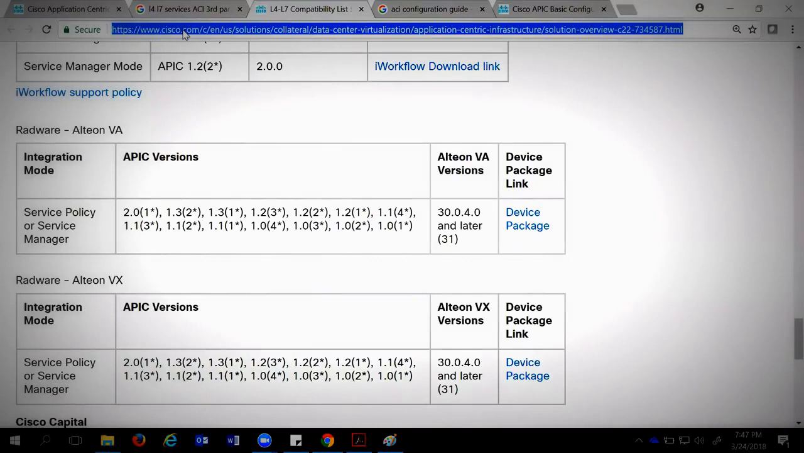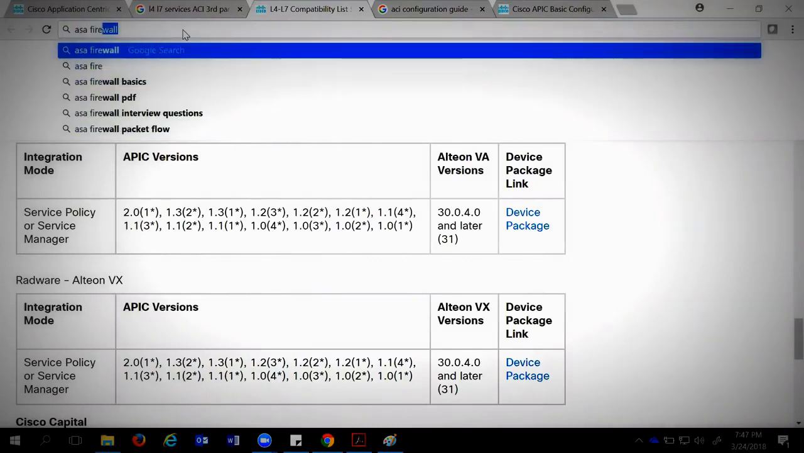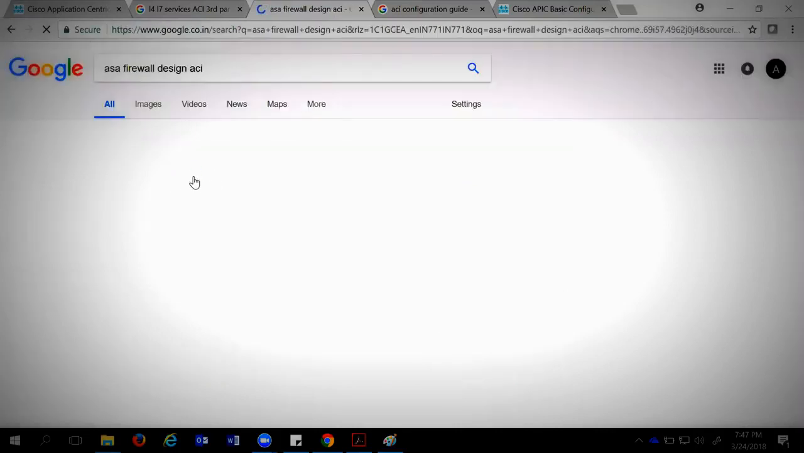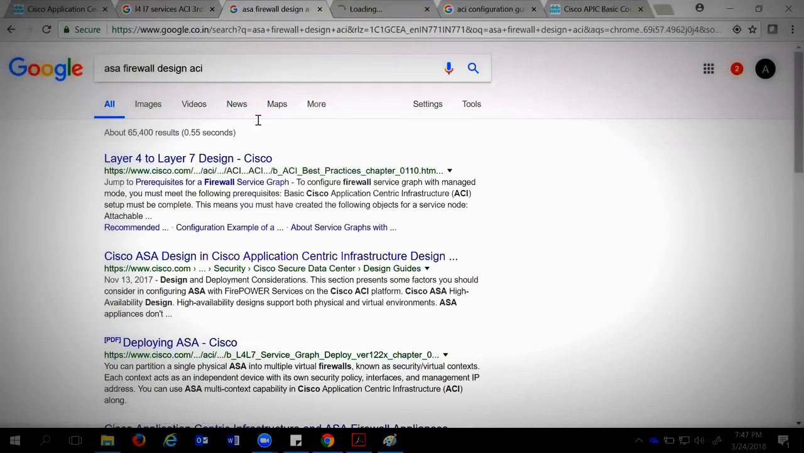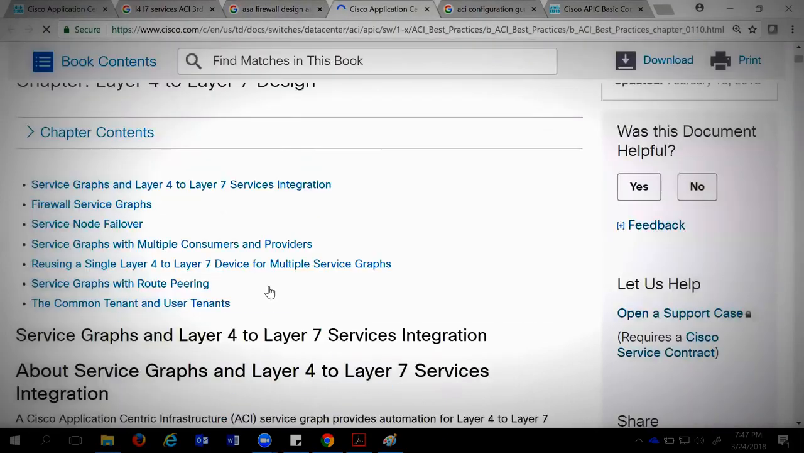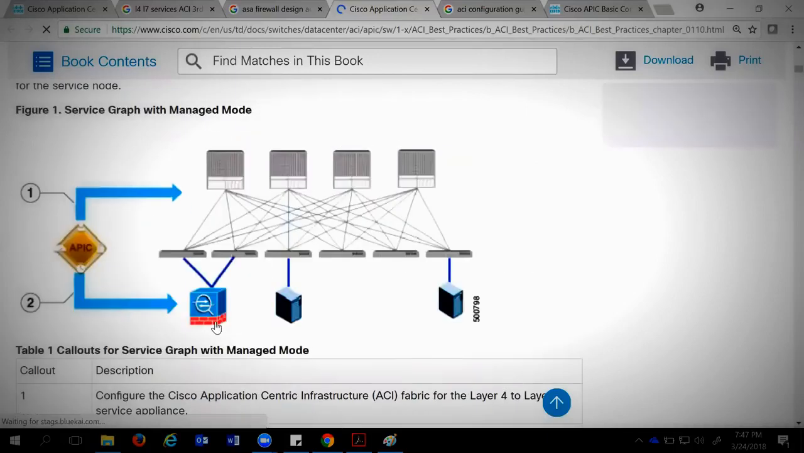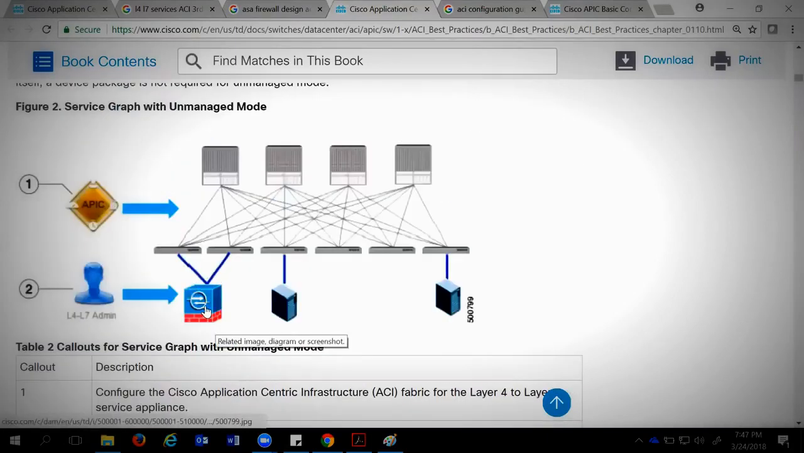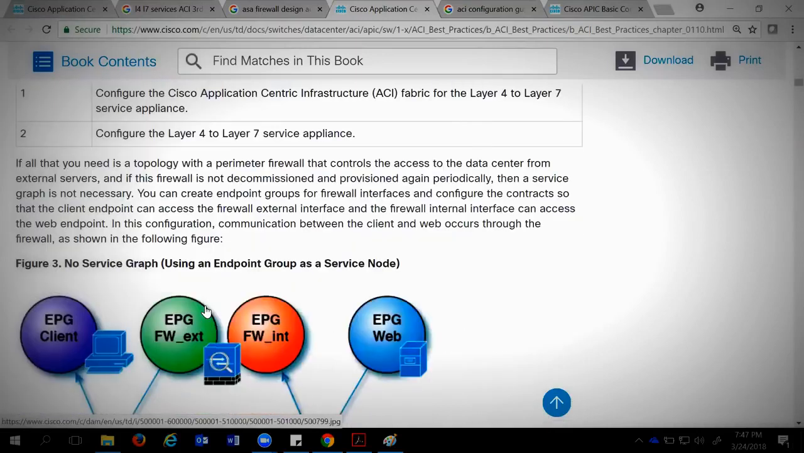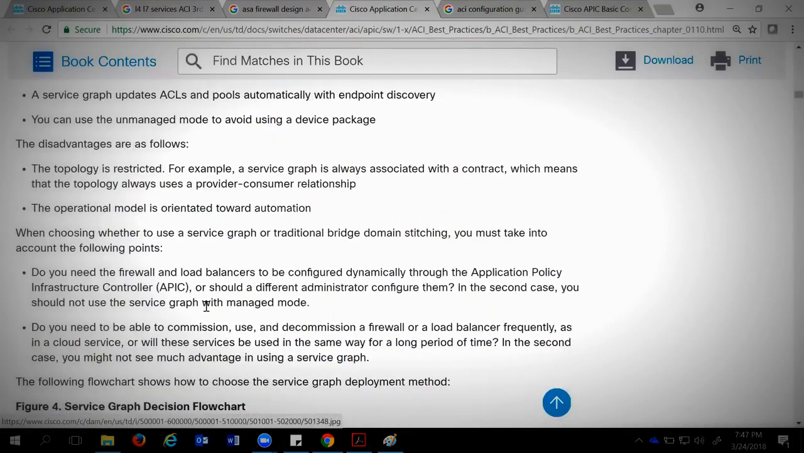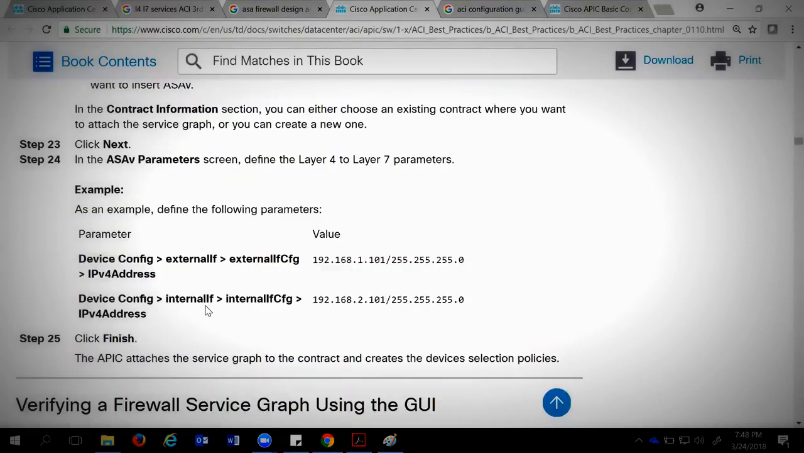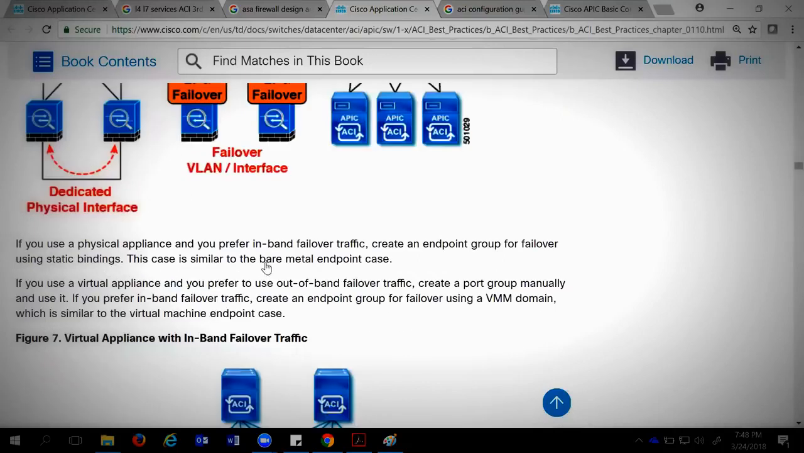But there's a proper design that you can follow. If you are doing an ASA firewall design with ACI, there are proper design models that you can check out for how to apply them. This is one single. This is dual homed. There would be one more. Yeah, this is the failover one.